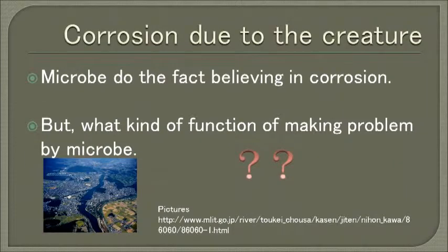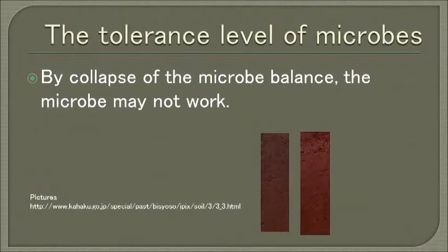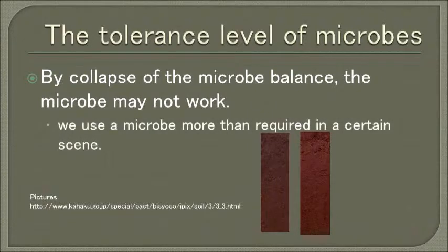Microbes are believed to be in harmony in a lot of natural areas. But some functions of microbes make problems. That means that by collapse of some microbe balance, other microbes may not work, because we use microbes more than required in certain scenes. An environment including microbes loses its natural balance, which is not good.